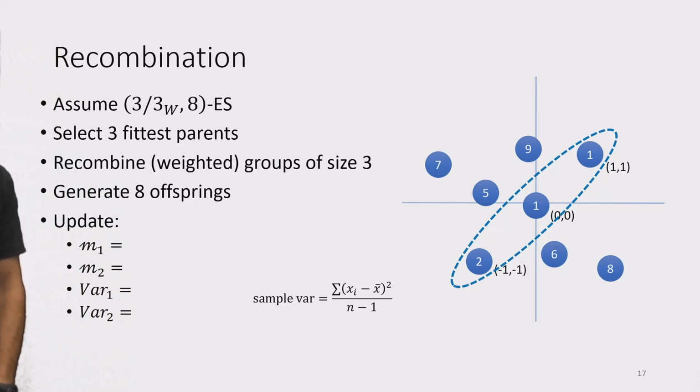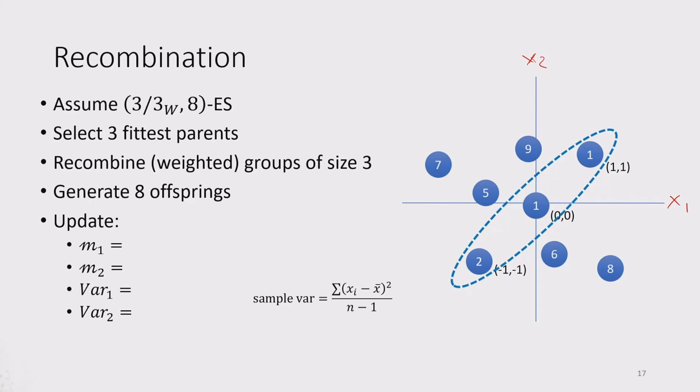And let's now do weighted recombination for our fittest group, the group of size 3. First of all, we need to compute the mean for each dimension and the variance for each dimension. Let's do it for one. So what would be the mean for x1? Let's say that this is x1 and this is x2. What is the mean of x1? Help me out. 0, minus 1, 0, 1.